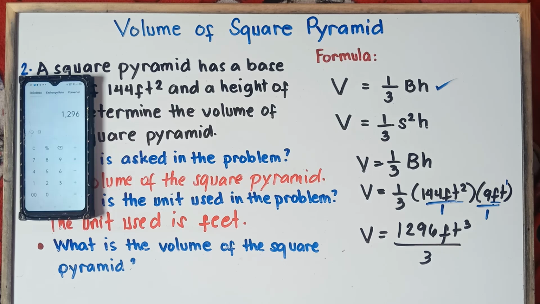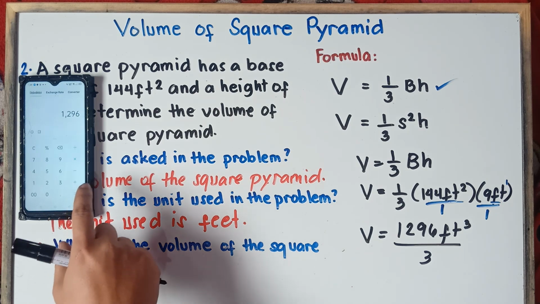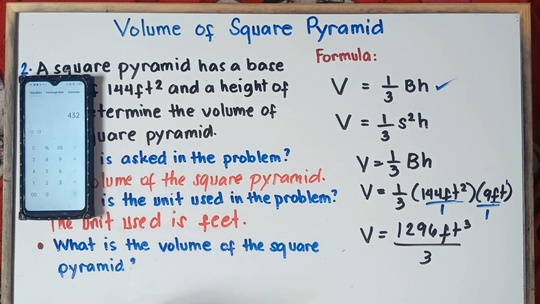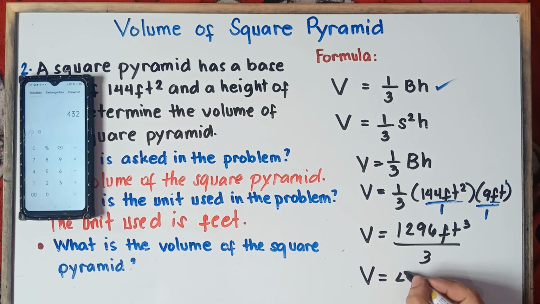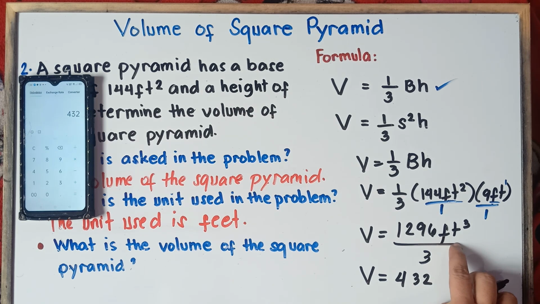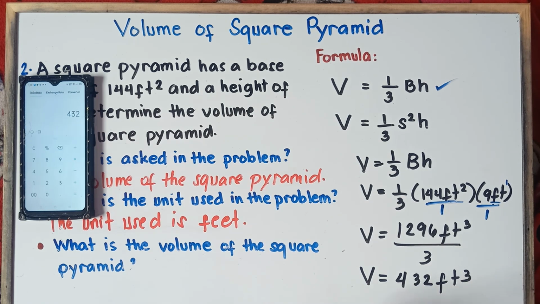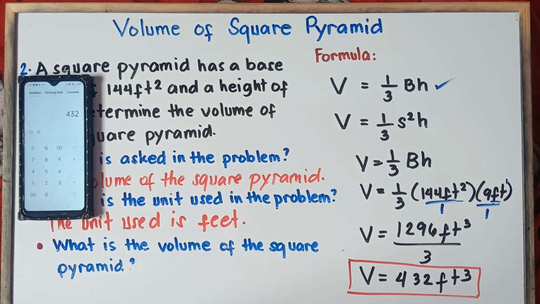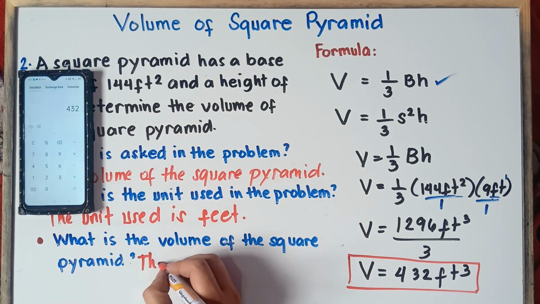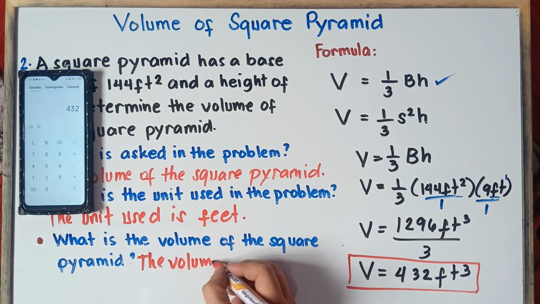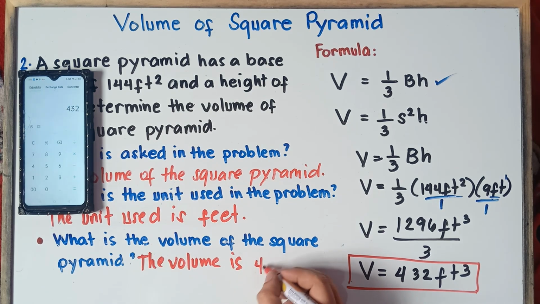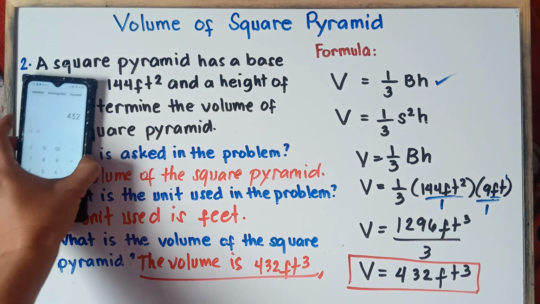Alright, and then simply divide, class, and then you're all set. Easy as that, class. So let's divide 1,296 divided by 3. And the answer, volume, is equal to 432. Do not forget the unit, class, cubic feet. That's it, class, all set for example number 2. So therefore, we can say that the volume is 432 cubic feet.